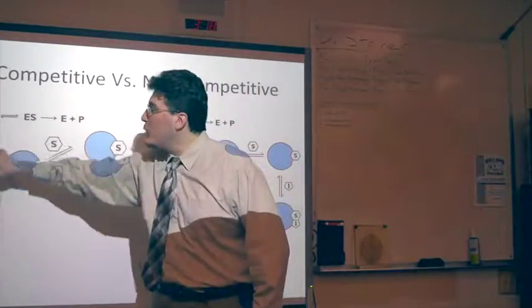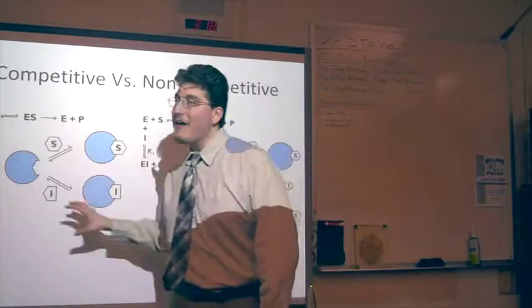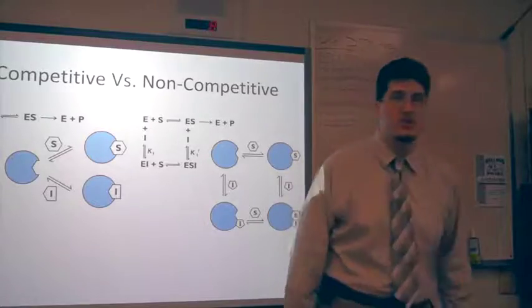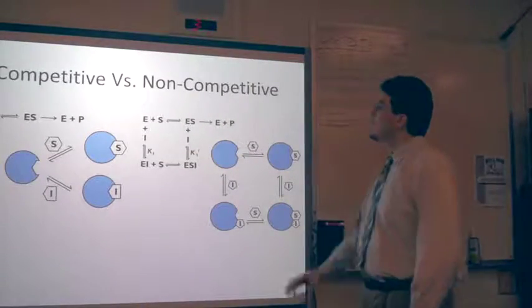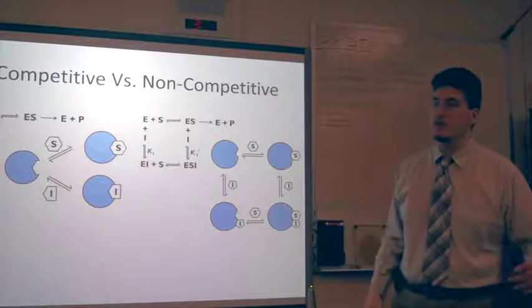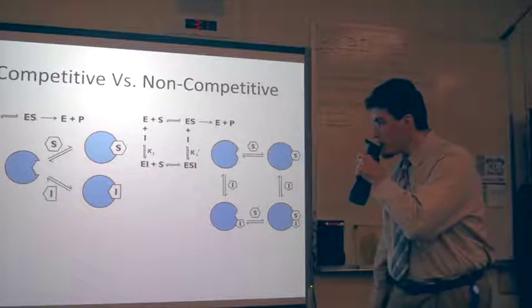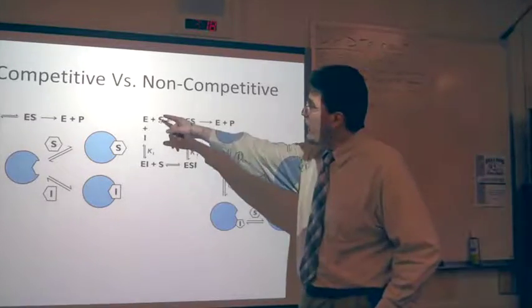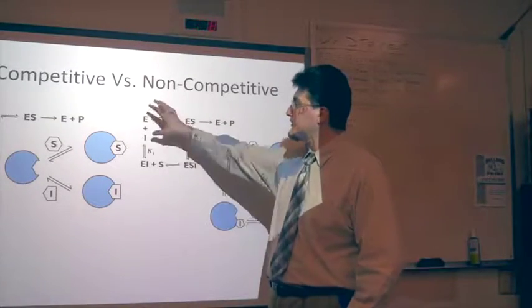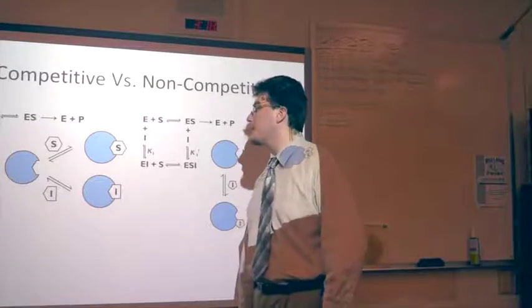This is a chemical equation. This is a graphical image. This is showing the imagery of it. So this is non-competitive inhibition. An enzyme, a substrate, and an inhibitor, the same starting points that we had before.